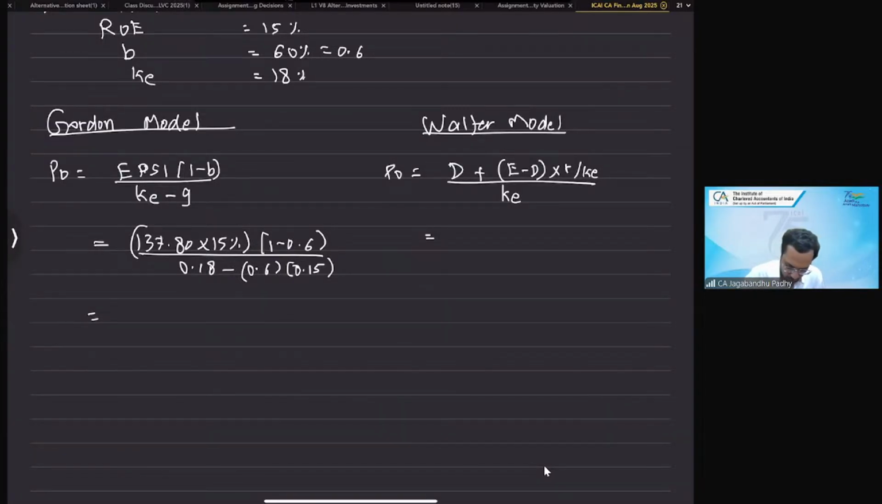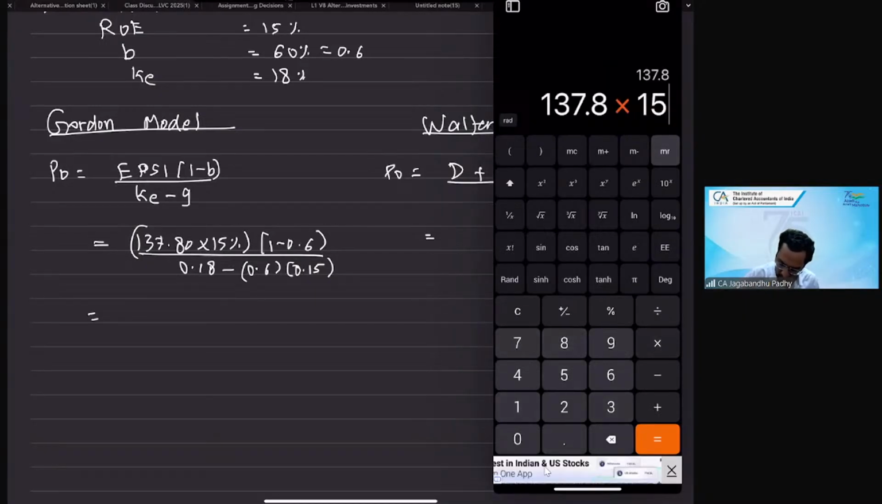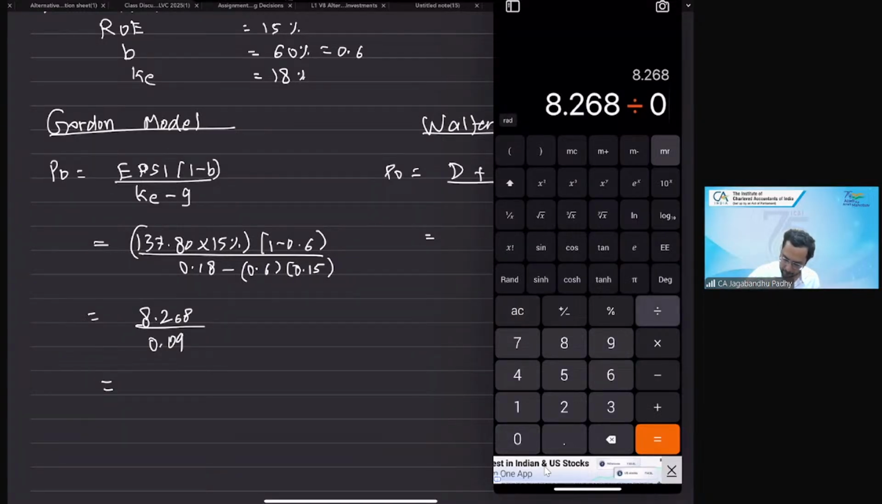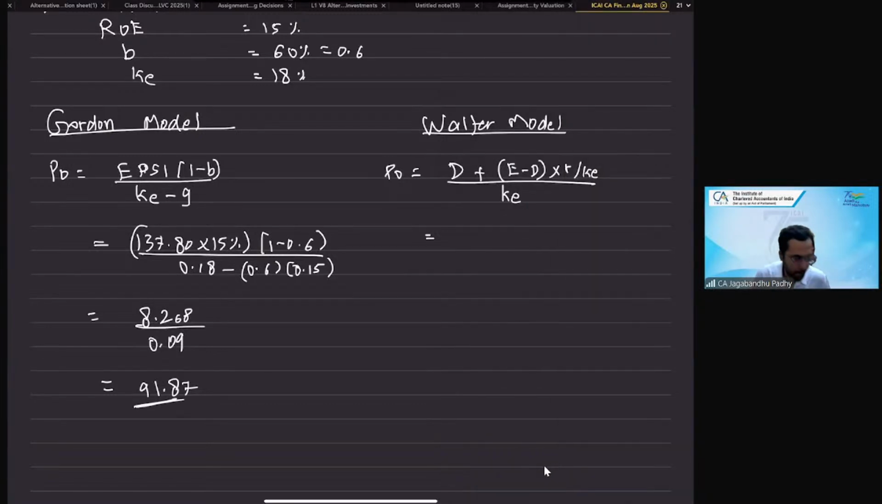So this is 137.8 into 15% into 0.4. So 8.268 divided by 0.6 into 0.15, so divide by 0.09. This is 8.268 divided by 0.09, which is 91.87. Okay. Did we get it? Yes, sir.